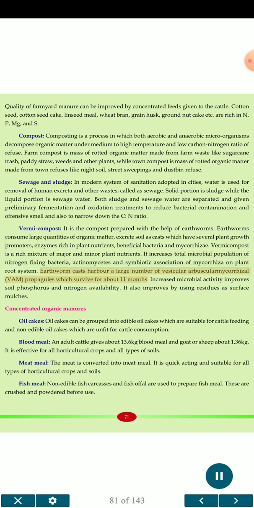Earthworm casts harbor a large number of vesicular arbuscular mycorrhizal (VAM) propagules which survive for about 11 months. Increased microbial activity improves soil phosphorus and nitrogen availability. It also improves by using residues as surface mulches.